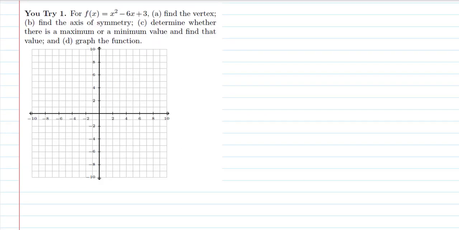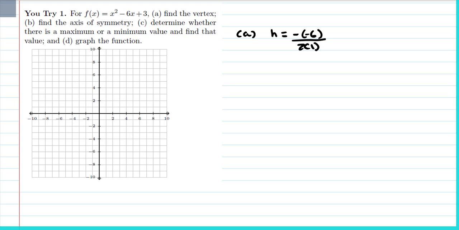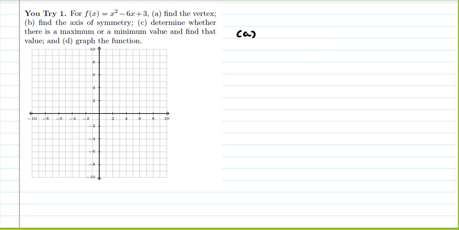All right, so for Try It number 1, first thing we need to do is find our vertex. So our h is going to be at negative b over 2a, so negative negative 6 over 2 times... Not sharing your screen, Professor. So we'll try that again.